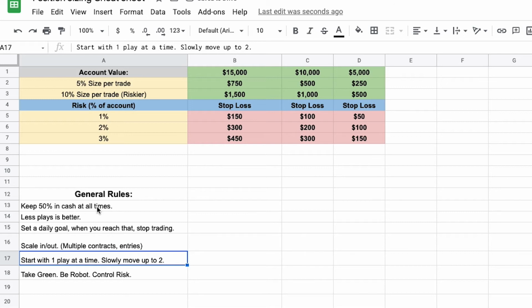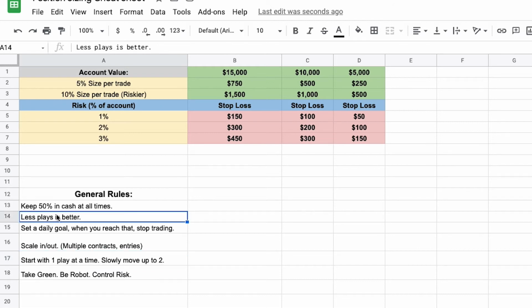Jumping into my rules section here. Keep 50% of your account in cash all the time. More is better. Less plays is better. If you can't be profitable finding a good setup, taking one trade at a time, there's absolutely no way you're going to be profitable taking multiple trades at a time.